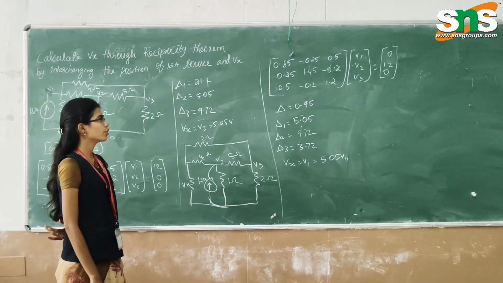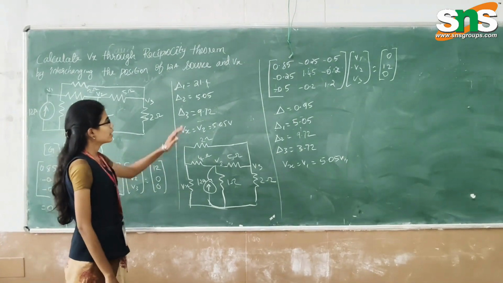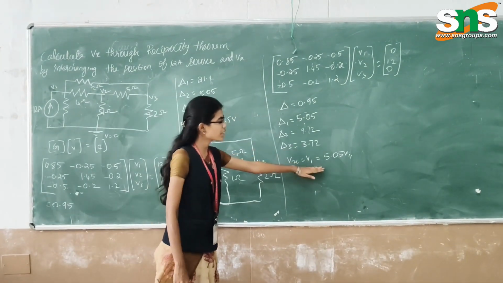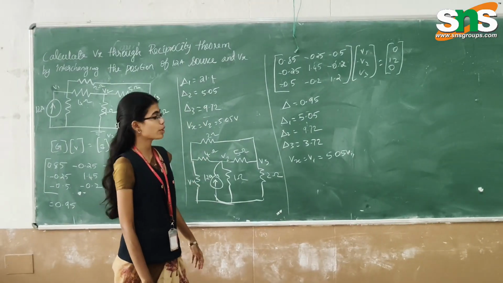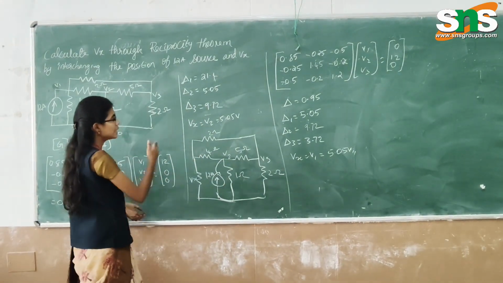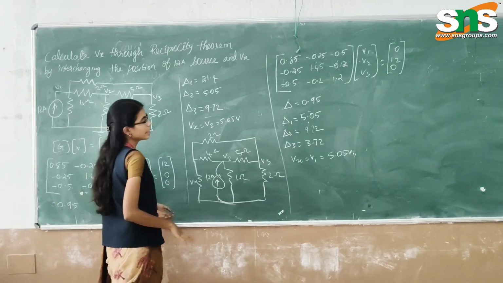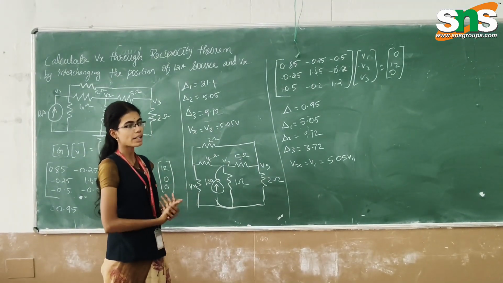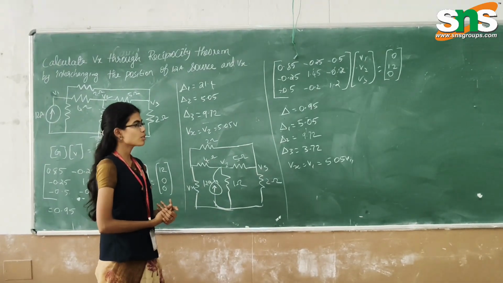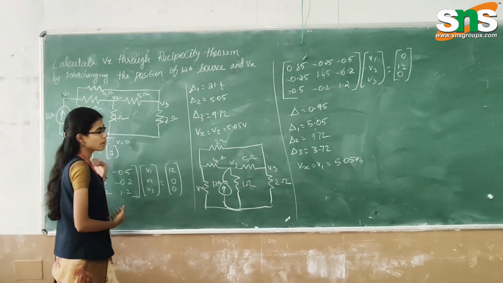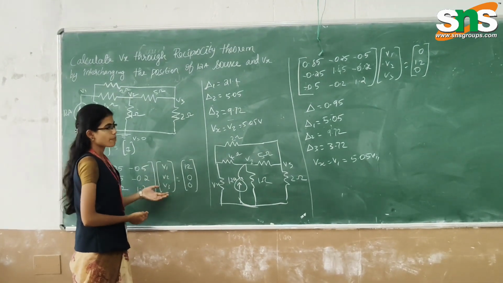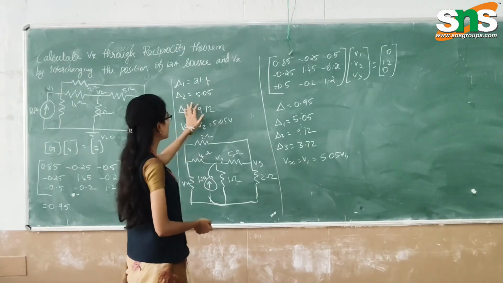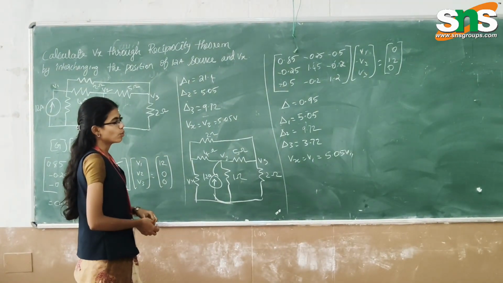Here we have to note one simple thing. Here also the del 2 value is 5.05, and there also the value is 5.05. The only difference is that in one we get it in the second loop, and here we get it in the first loop. So interchanging the source does not affect the value of Vx, it gives the same value as was obtained in the previous case. So in this we get Vx equal to 5.05 volt and V2 equal to 5.05 volt.